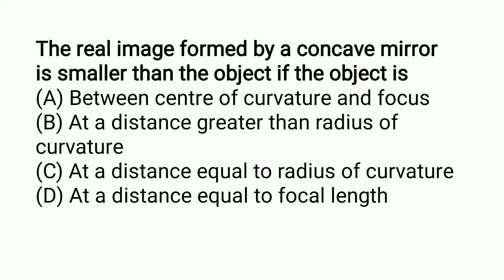Next question. The real image formed by a concave mirror is smaller than the object. The image should be smaller than the object if the object is between the center of curvature and the focus. Here we have kept the object between center of curvature and the focus. The image will not be the smaller image. So option A is not correct.